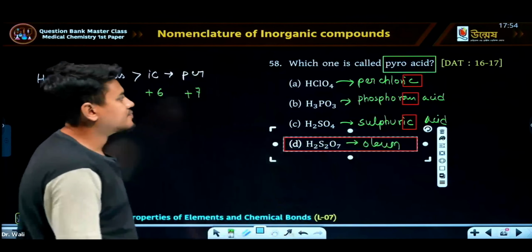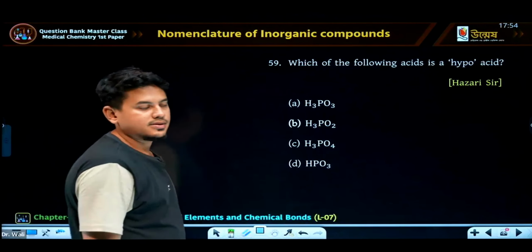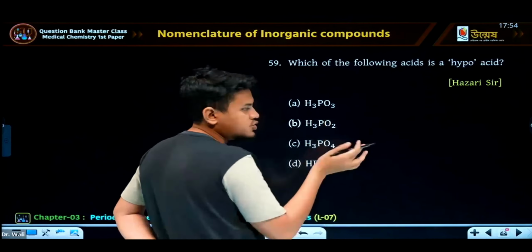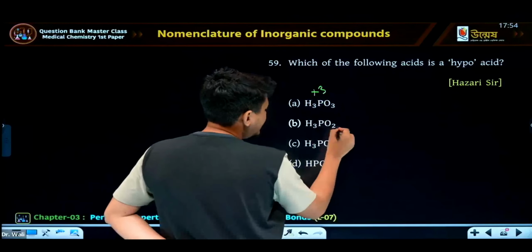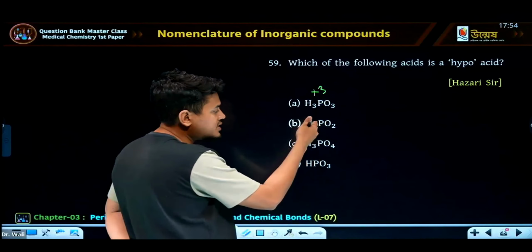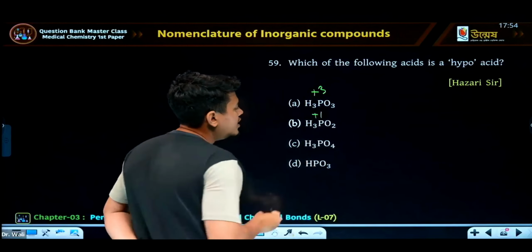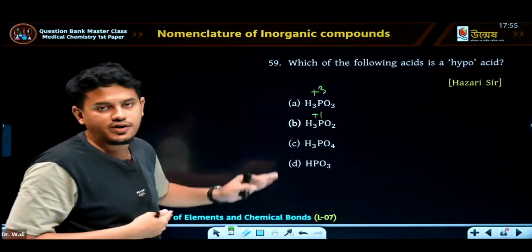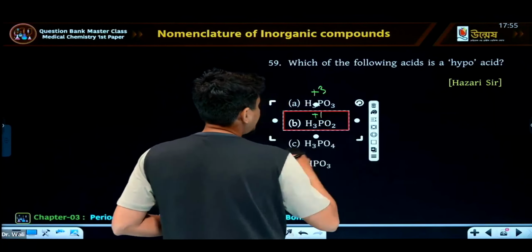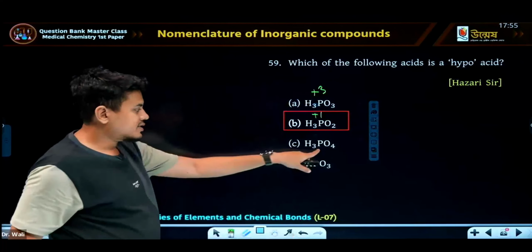This one is the correct answer here. Which of the following acids is a hypoacid? Okay, here phosphorus acid shows a +3 charge. Here the oxidation number of phosphorus becomes +1, right? Since the value gets decreased from the -ous version, it will be the hypo-ous version. So it is hypophosphorous acid, and the remaining ones, we know that this one is phosphoric acid and this one is metaphosphoric acid.